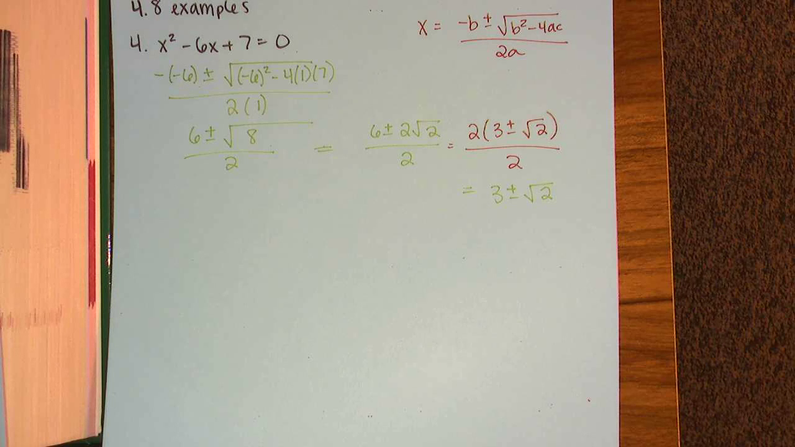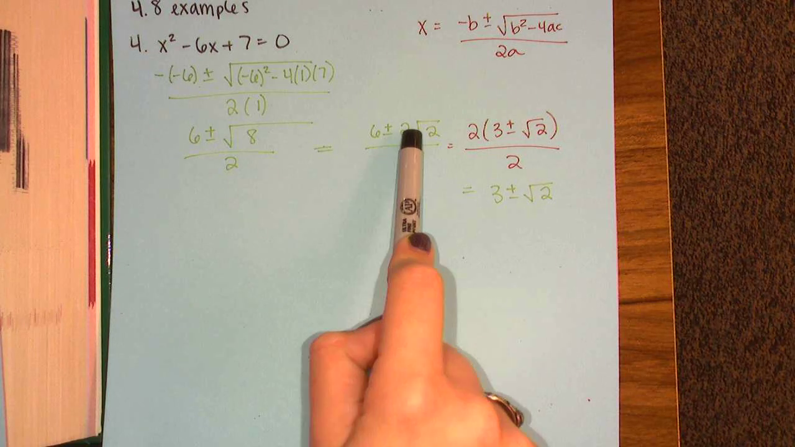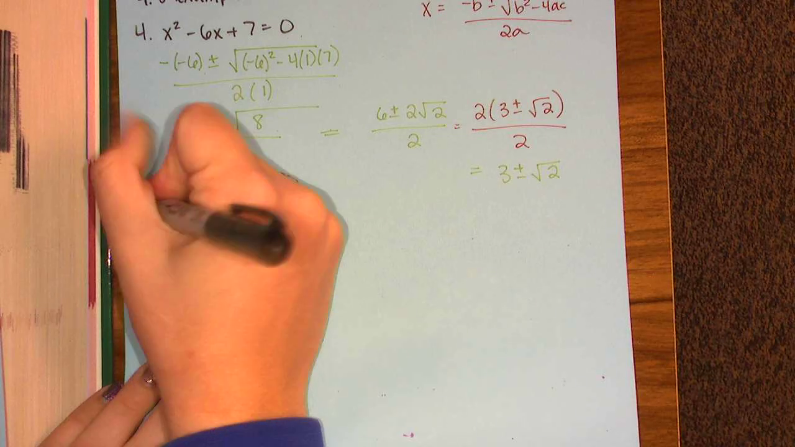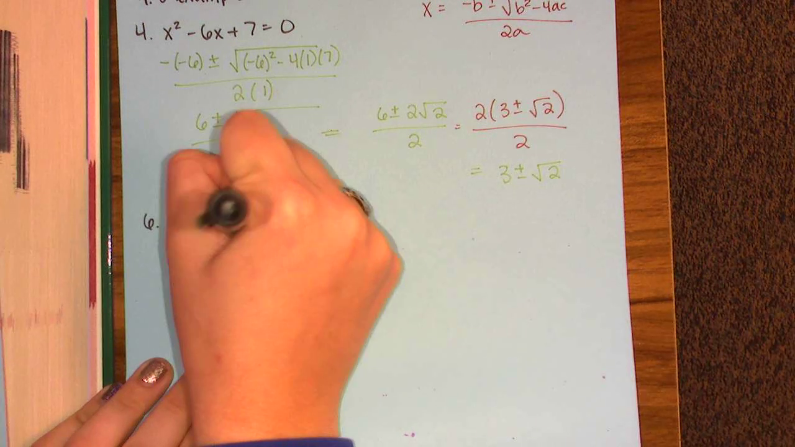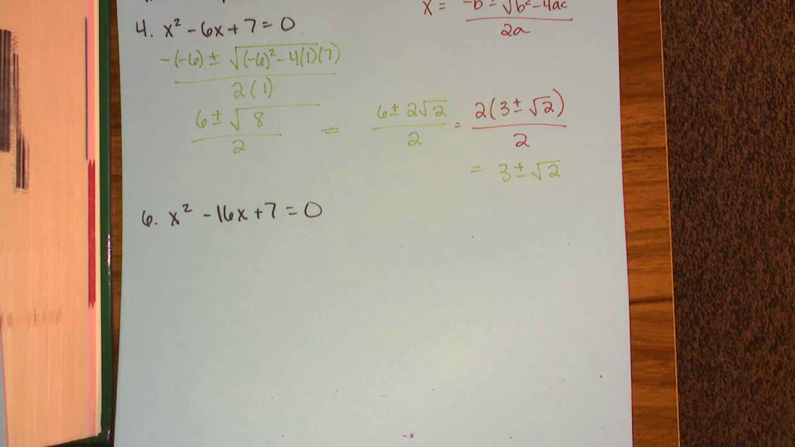We'll do more examples like that because this is where people make their biggest mistake, is from here. If they don't pull the 2 out of both pieces, then they end up having problems. So x squared minus 16x plus 7 is equal to 0. Alright, so what do I put in?